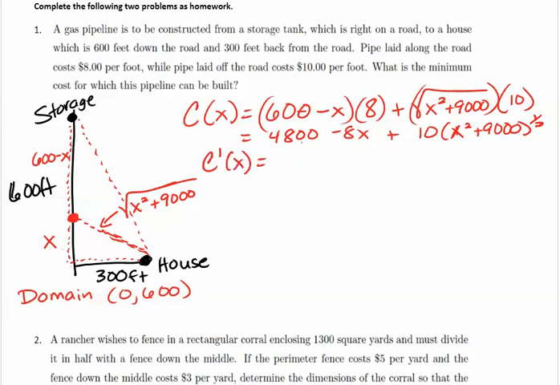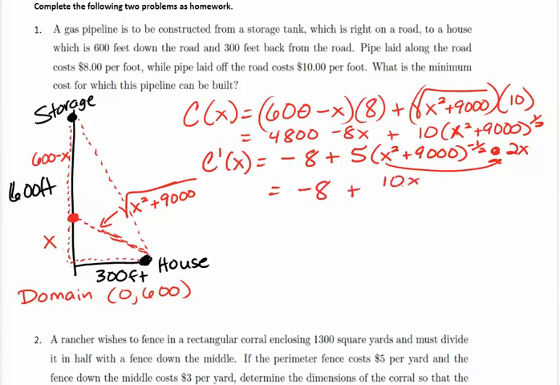All right, so let's find our critical numbers. Find our derivative. Derivative of 4,800 is 0. So we have -8, and here we've got a power rule. We'll bring down the 1/2. The 10 will become a 5. x squared plus 90,000 to the -1/2. And then times the chain rule would give us a 2x here. So we could rewrite this if you wish.